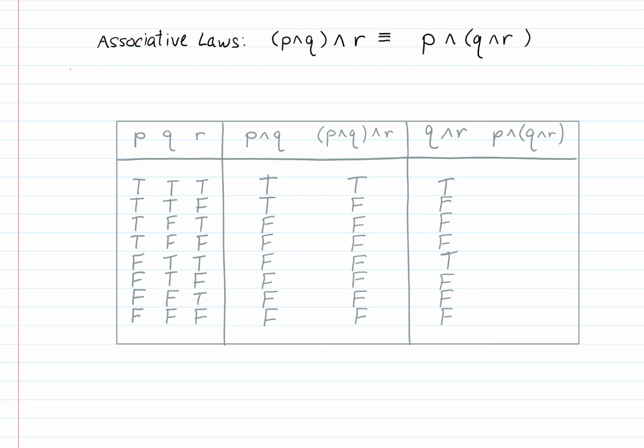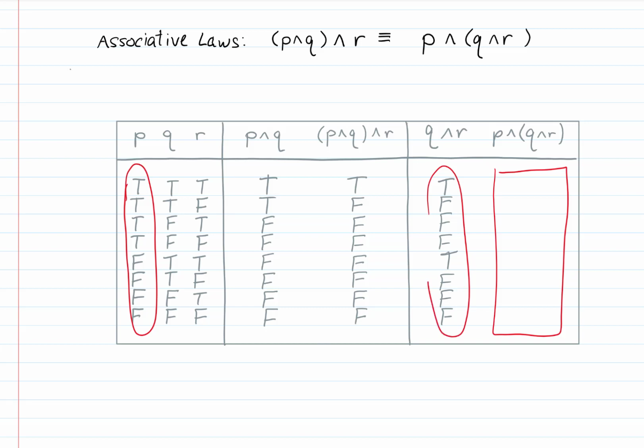Okay, and then the last one is the conjunction of this one and this one. When are they both true? The only time they're both true is right here at the top. So this column should be true and then the rest false.